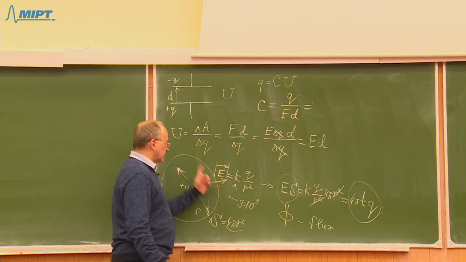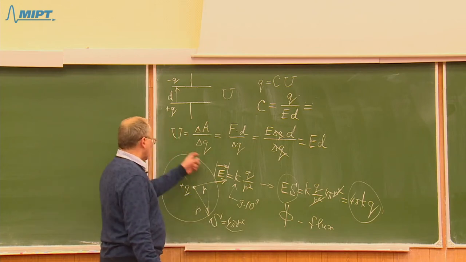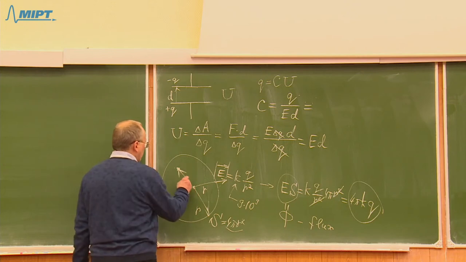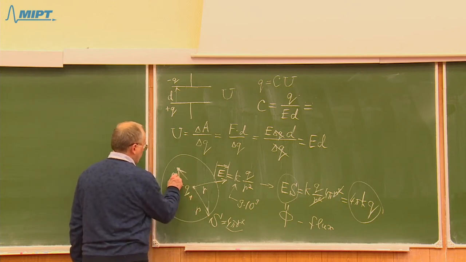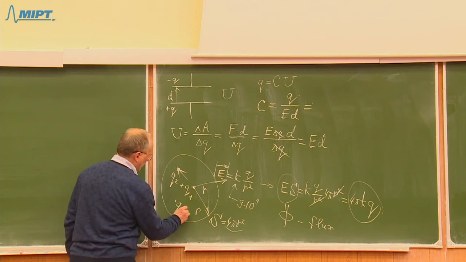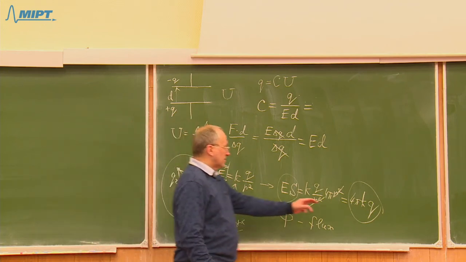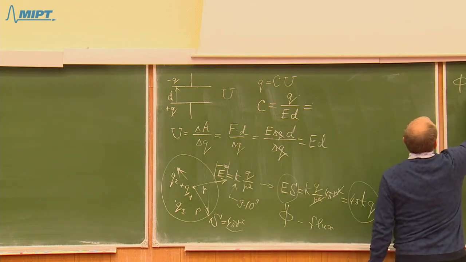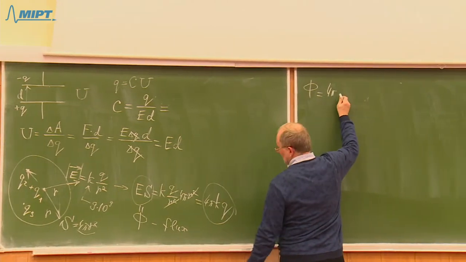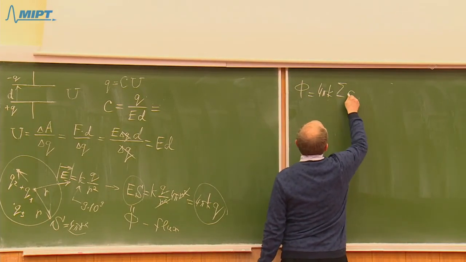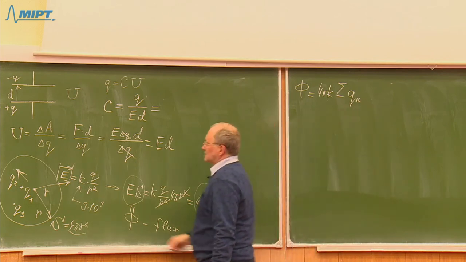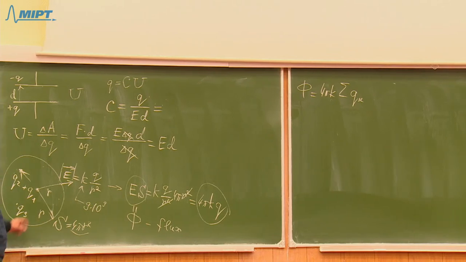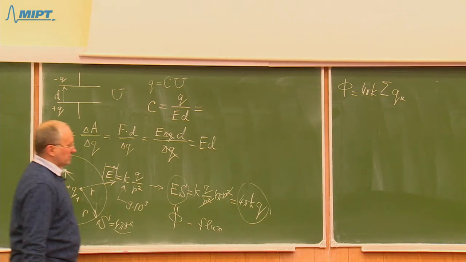if the flux of electric field, this physical quantity phi, does not depend on the position of the charge inside, then I can take one charge, Q1, and another charge, Q2, and another charge, Q3, and each charge will create such an electric flux. It means that the flux is 4 pi k, and the sum of all charges inside the sphere, the sum of all charges inside the spherical surface.